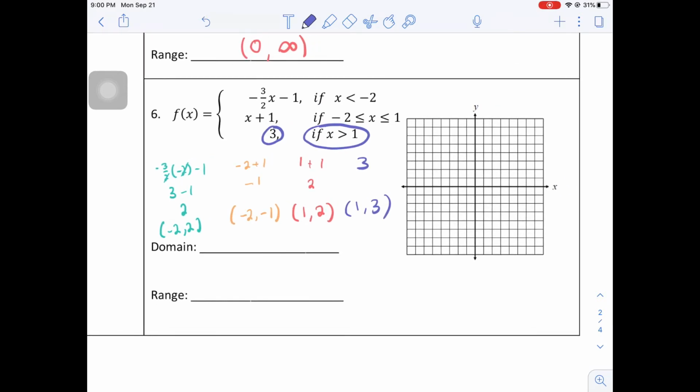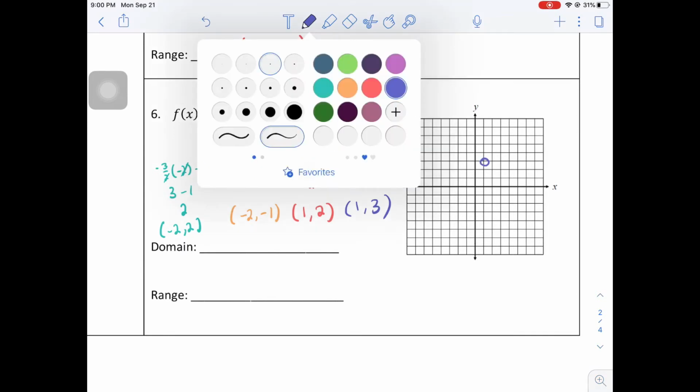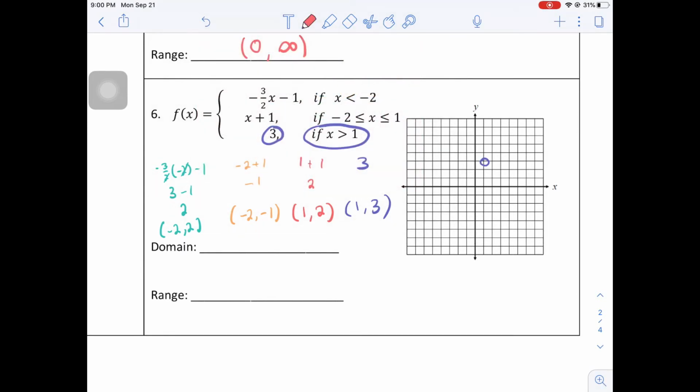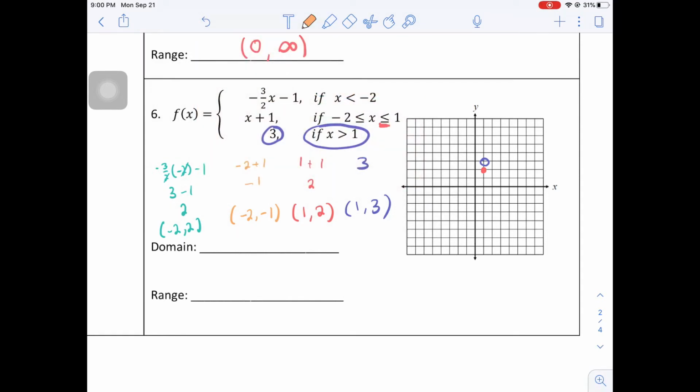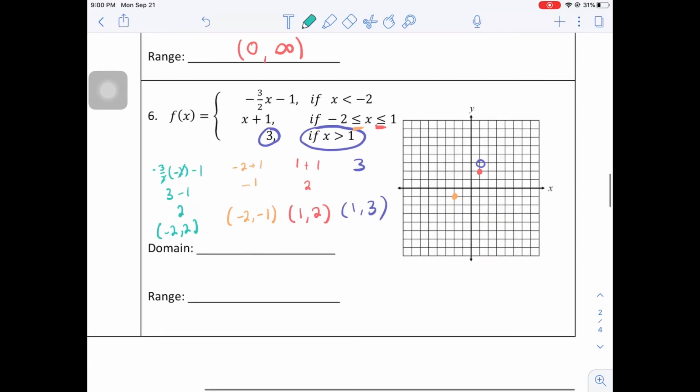So we go right 1, up 3: 1, 2, 3, open circle. Okay. And then we're going to go to the right 1, up 2. So right 1, up 2. That's a closed circle because of that equal to sign. Then we're going to go -2, -1. Also a closed circle because of the equal sign. And then the last one is an open circle because it's just less than -2 and then +2. So open circle right there.